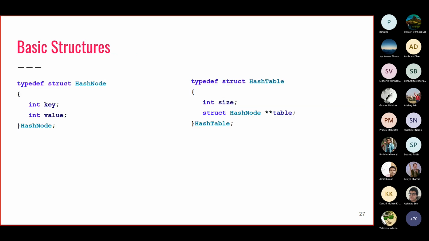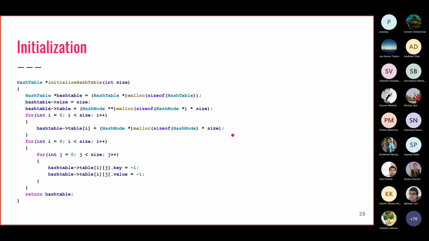So the basic structure should be like this. We need a hash node. The structure is similar to the previous one. Previously we had key, value, and a node link. But in this case, we don't need any link, right? And the hash table will be the same as the previous one. Now the initialization will be a little bit different.